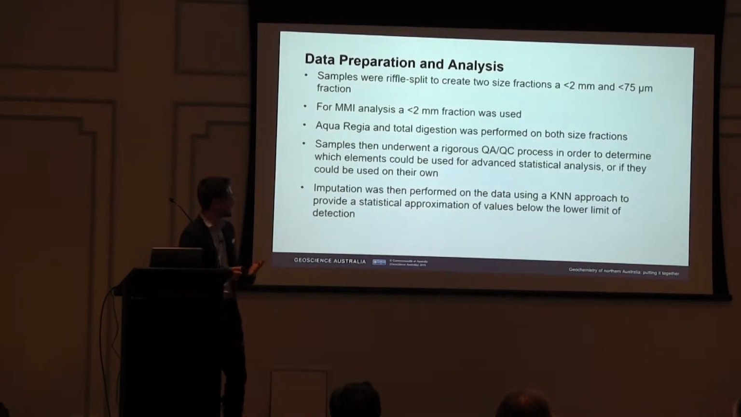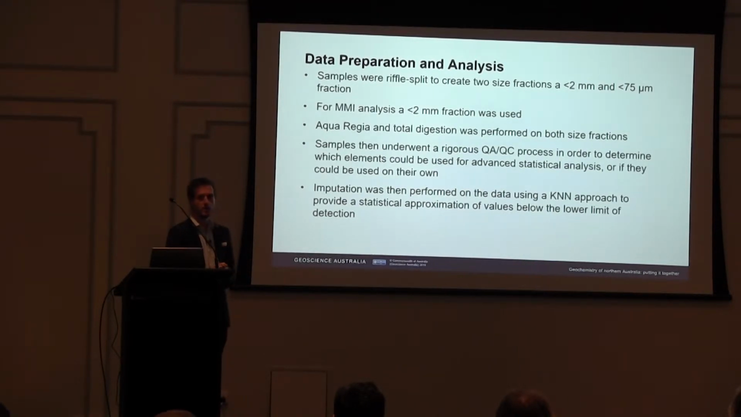So in terms of analysis, we've used 3 different techniques here. MMI, as I mentioned, aqua regia digestion, and finally a total digestion. So total isn't 4-acid. In this case, it's dissolution of a fused glass disc using hydrofluoric and nitric acid in order to fully dissolve the sample, so we're getting a full representation of what's there. So we also analysed 2 different size fractions, a less than 2 millimetre and a less than 75 micron fraction, which underwent both the aqua regia and total. However, for the MMI, we only used the less than 2 mil.